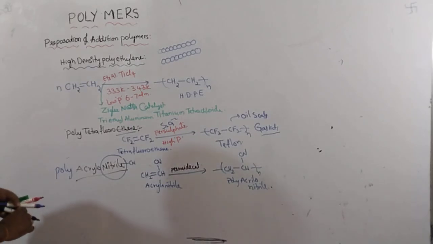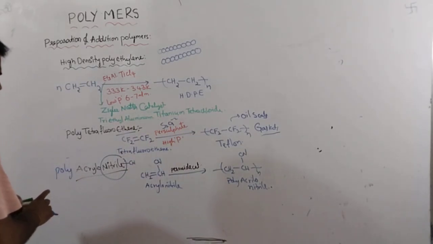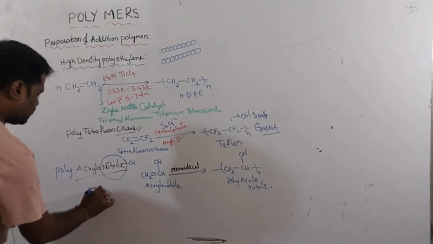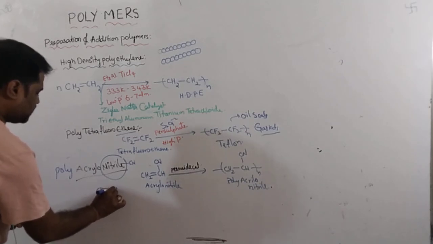You don't know about polyacrylonitrile, but you know the ethylene structure already. CH2 double bond CH2, you know this.